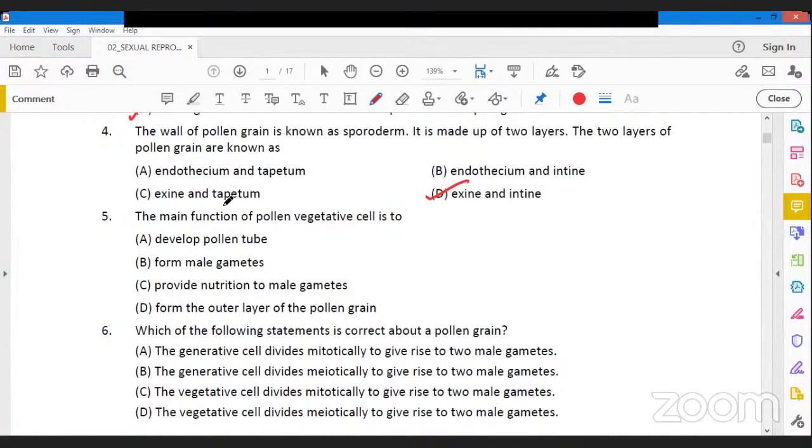Then, the main function of the pollen vegetative cell is to develop the pollen tube. Wrong. It is the generative cell. Form male gametes. Wrong. Provide nutrition to the male gametes. That is true. Form the outer layer of the pollen grain. Wrong. The outer layer of the pollen grain is formed by exine.